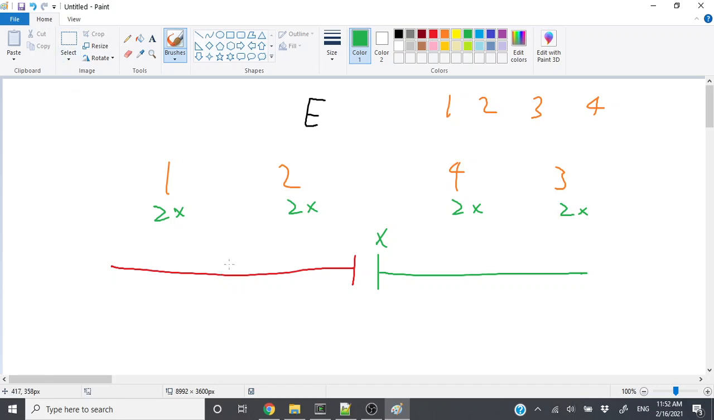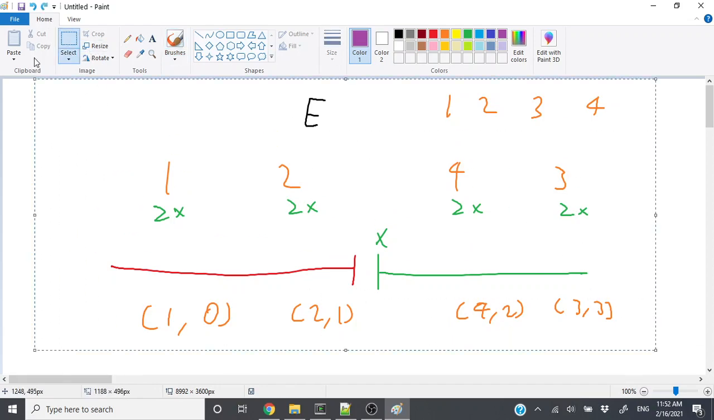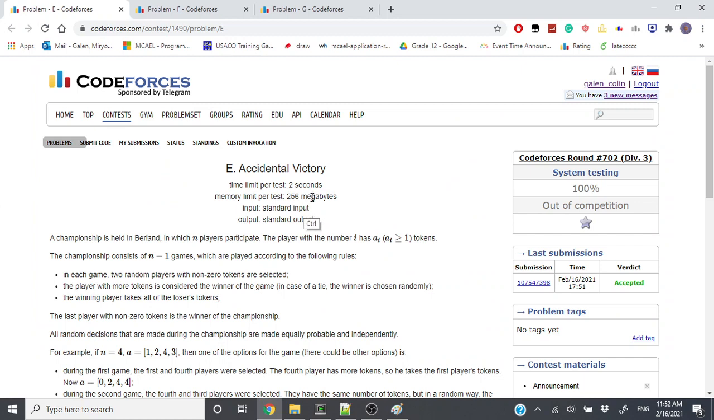You can also sort an array of pairs of values and indices. So for example, this would be 1 in index 0, this would be 2 in index 1, this would be 4 in index 2, and this would be 3 in index 3. And that way, once you do the binary search, you know the original index of every player that you know can win. So you can print those indices instead of their positions in the sorted array. Multiple ways to do it.